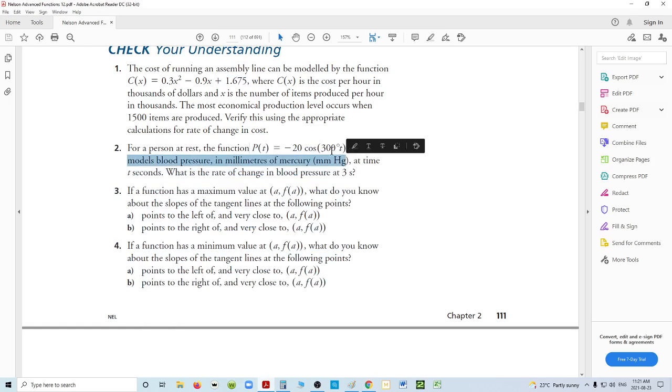Here is obviously a cosine curve. It's got an amplitude that's been reflected in the x-axis, and its amplitude is now 20. It's also been raised by 100. It models blood pressure in millimeters of mercury. What is the rate of change in blood pressure at 3 seconds?